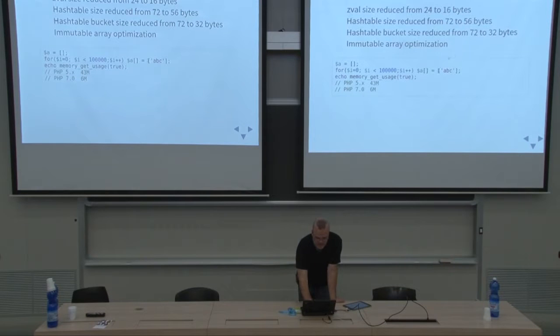So for example, this example, where we keep appending an array to an array, so it's a set of nested arrays with strings inside each one. PHP 5 would take 43 megs for 100,000 elements. PHP 7 takes 6 megs of memory to do exactly the same thing. So massive memory savings in certain circumstances.